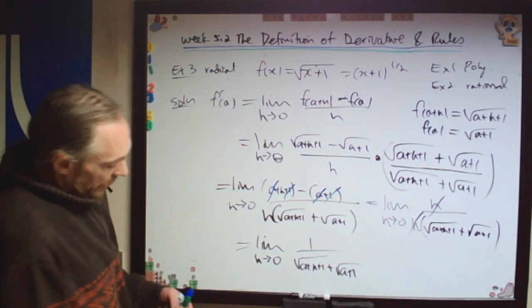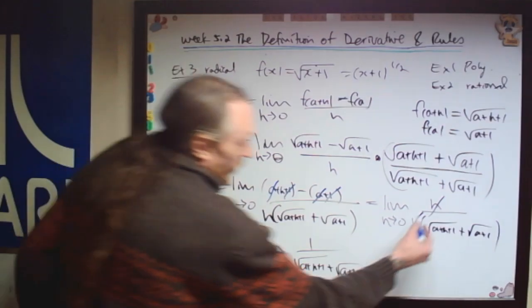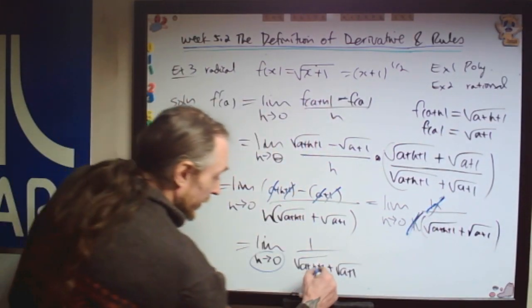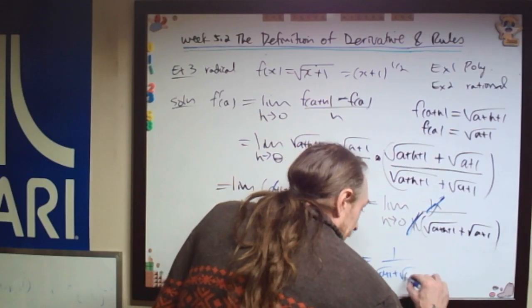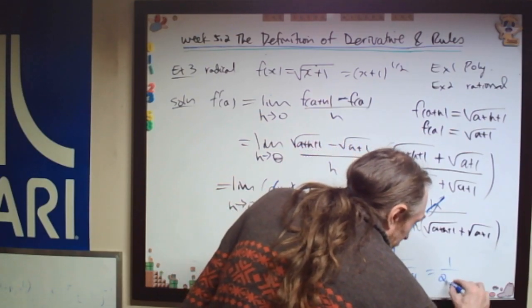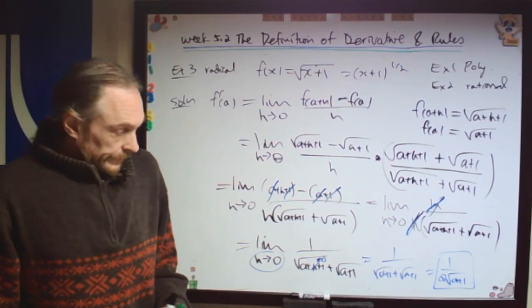I ask myself, where am I going again at every step? H, it's not a problem anymore because I just canceled it. And so this one goes to 0, and we get 1 over root a plus 1 plus root a plus 1, which is 1 over 2 root a plus 1. This is the definition of derivative.